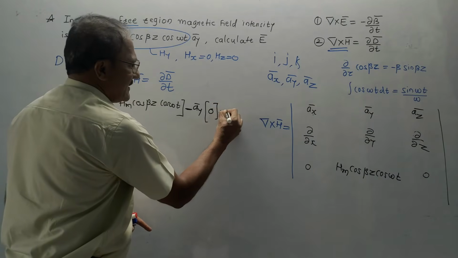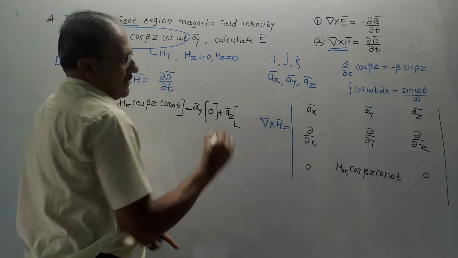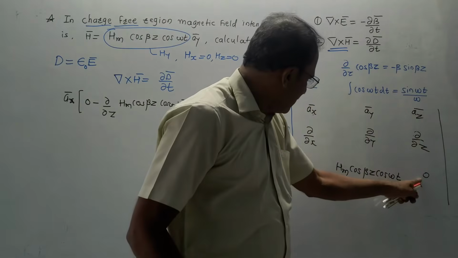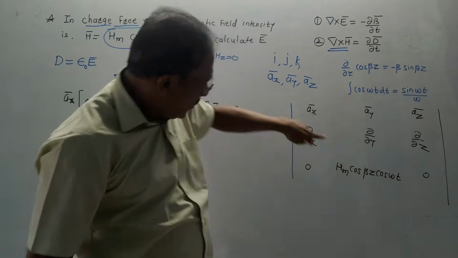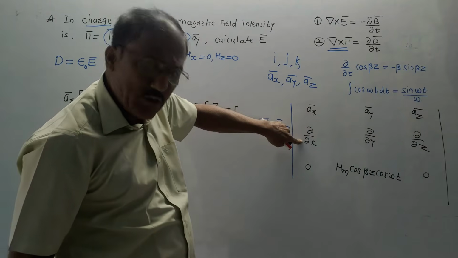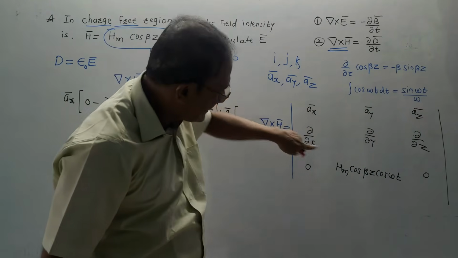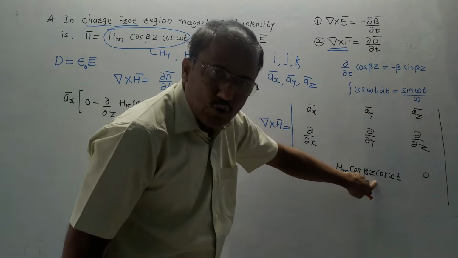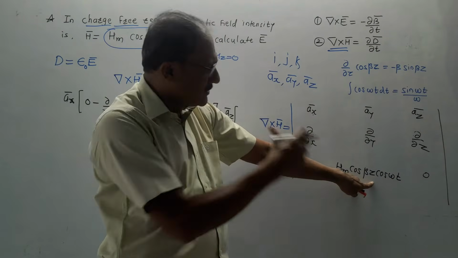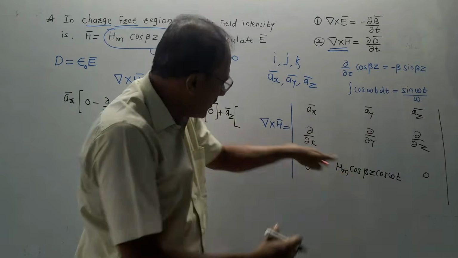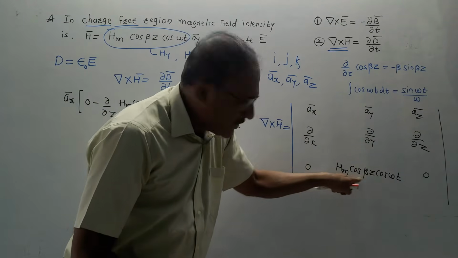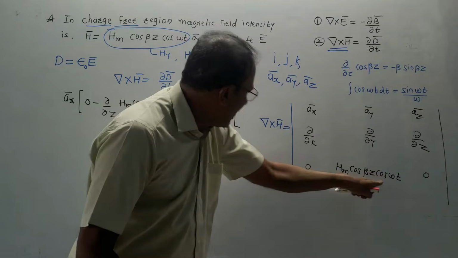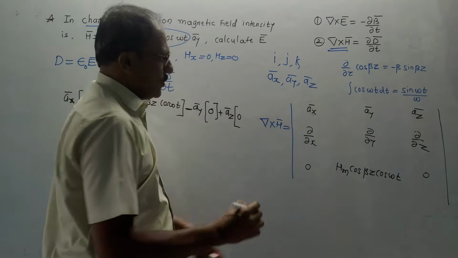Next term, plus az bar. Again, skip this row, skip this column. Now, d bar by dx into this term. Do remember, d bar by dx is derivative basically, derivative with respect to x, but there is no x term. So unnecessarily don't write the terms while generating the equation. So d bar by dx, that is derivative of this equation with respect to x, will be 0 because there is no x term. So I am directly writing 0.